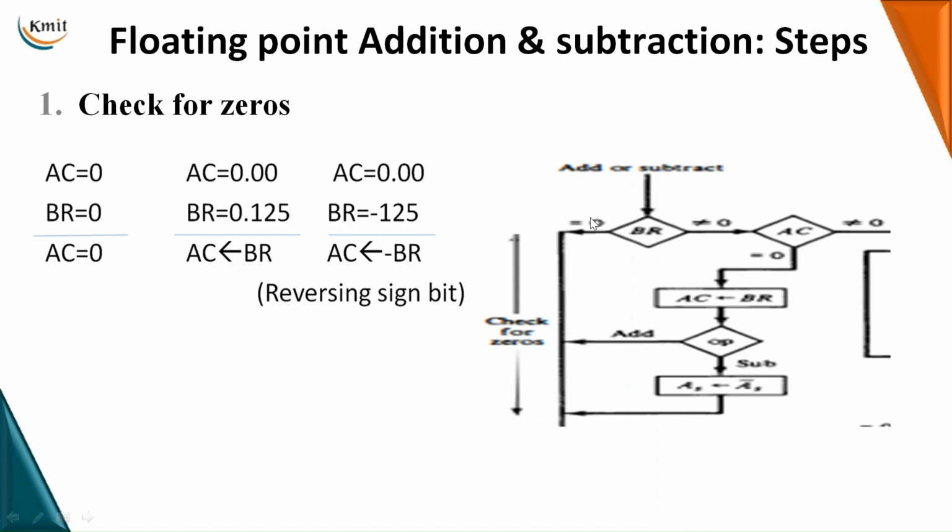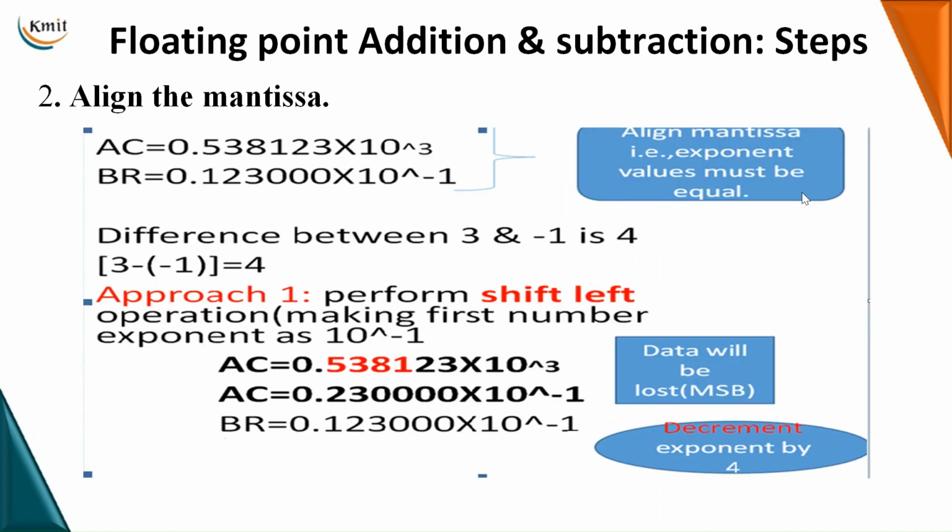When the BR value is 0, then whatever is the contents of your AC, that itself is your result. So we will end the process, saying that the contents of AC is the actual result. In the other case, if BR and AC both contain non-zero values, none of your operands is zero, both of them contain a non-zero value. In that case, we are going to proceed with the next step, which is aligning your mantissas.